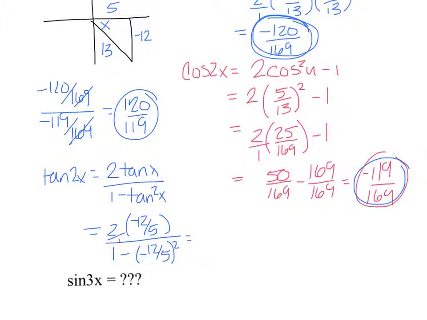So this is 2 over 1, so I get negative 24 over 5 over 1 minus, and then when you square that, you get 144 over 25. So you get negative 24 over 5 over, this would be 25 over 25, and you subtract 144, minus 1, you guys help me out, 19.